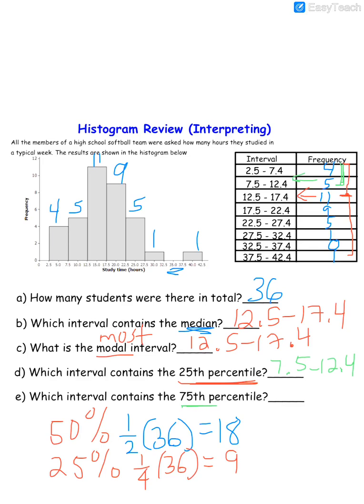75th percentile is 3/4. And that's of 36. 3/4 of 36, if you used your calculator, you would get 27. So again, I'm going to start at the top. 4 plus 5 is 9. 9 plus 11 is 20. 20 plus 9 gives me 29. That gets me to 27. And that goes over here into my 17.5 to 22.4. That's where my data would be. Okay. So I think we've answered all those questions.